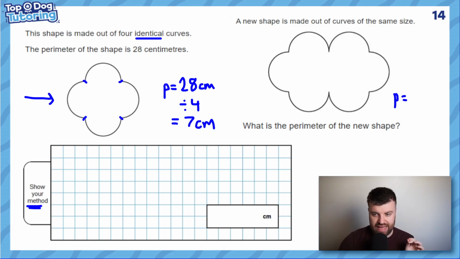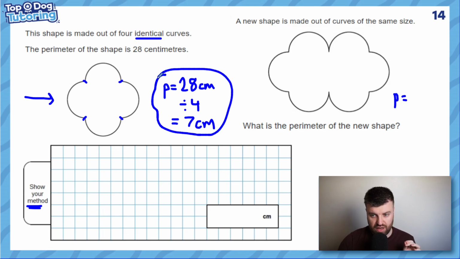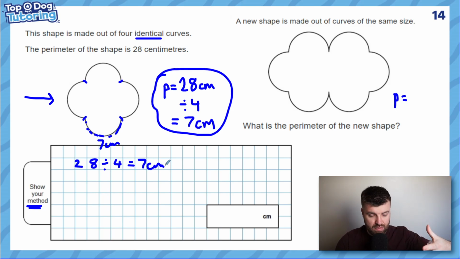So this working out here, it's great that we're doing it as we go. If you've got your problem solving hat on, if you've done that, I would write it again in here just to make sure. We'll take the 28 and we're going to divide it by 4. That gives us each one of these curves is 7 centimeters. Write it in this box just to be sure, because you could get a mark if you show all of your working and make one small mistake.